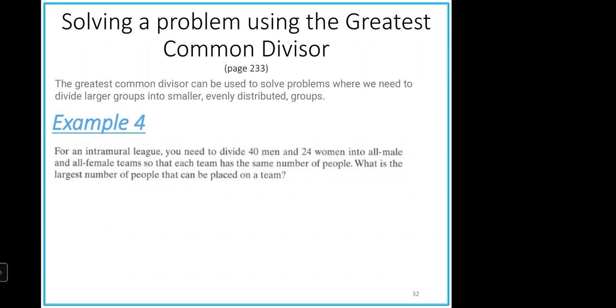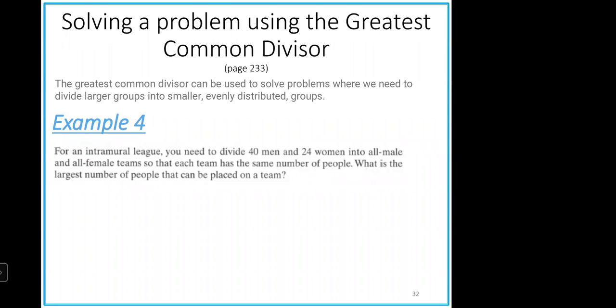If we want to solve something like this, this is on page 233 of your book. They go into a little bit of detail there. What we're trying to do is find the largest number of people that could be placed on a team, but we want each team to have the same number of persons. So if the male team has 5 members, the female team must also have 5 members. Therefore, you're looking for a number that can divide 40 as well as 24.